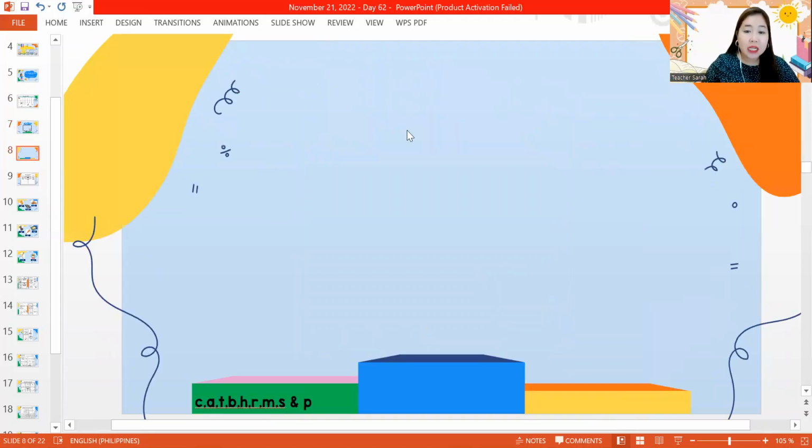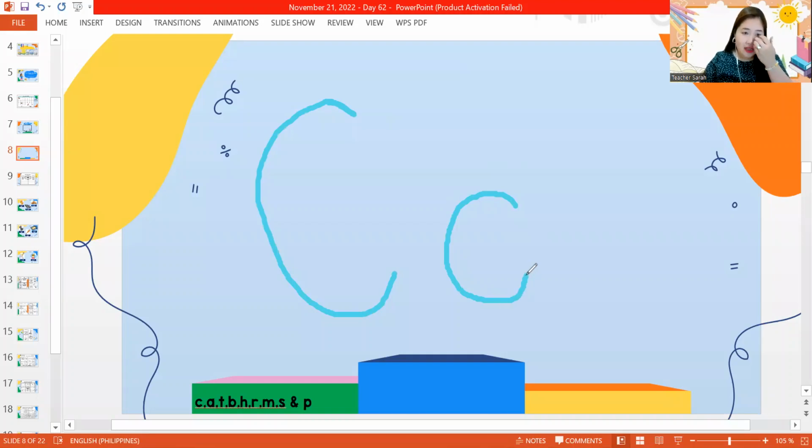Let's practice writing a few letters for today. Let's practice writing capital and lowercase letters. Okay, let's start with capital letter C. It's just from the top. Just make a big curve, just like that. And for lowercase letter C, you just start at the top and you just make a small curve, like that.